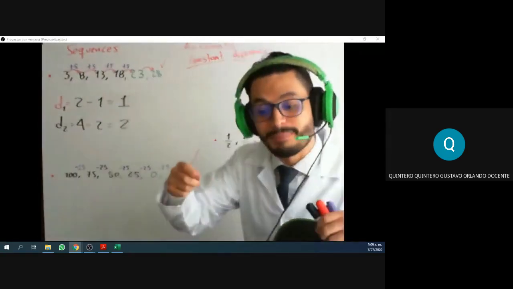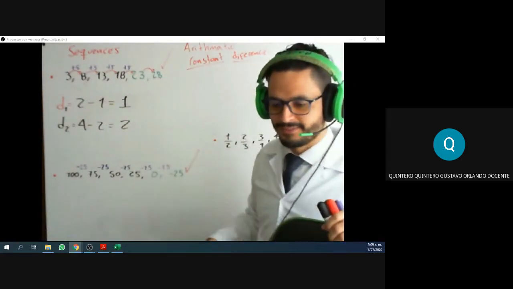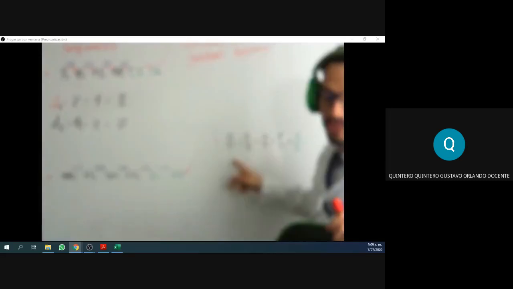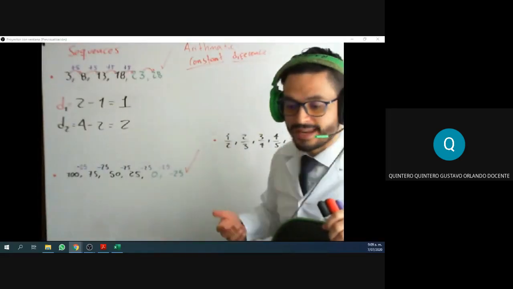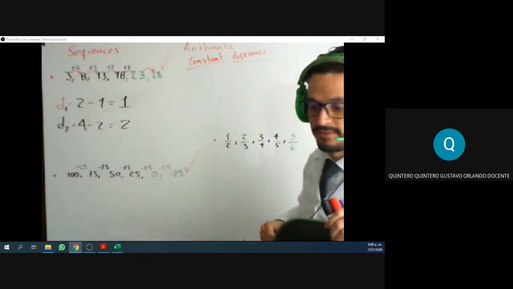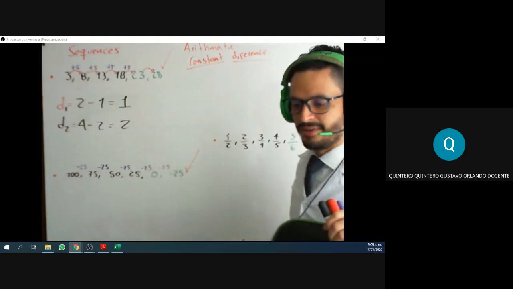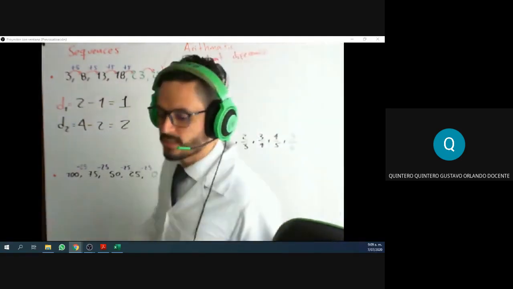Now, you can do it by hand, or you can do it with the calculator. Still, 2 over 3 minus 1 over 2, right? 2 over 3 minus 1 over 2. Just do that in the calculator. Write down the difference as I did here. And then you tell me if this is an arithmetic sequence or not.